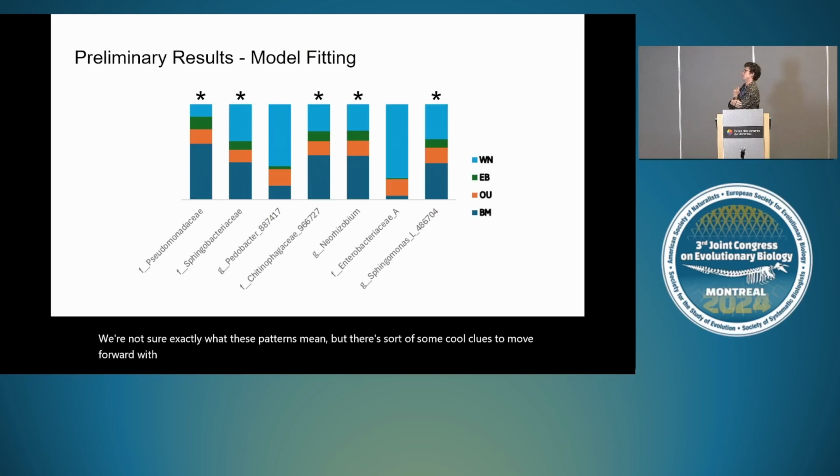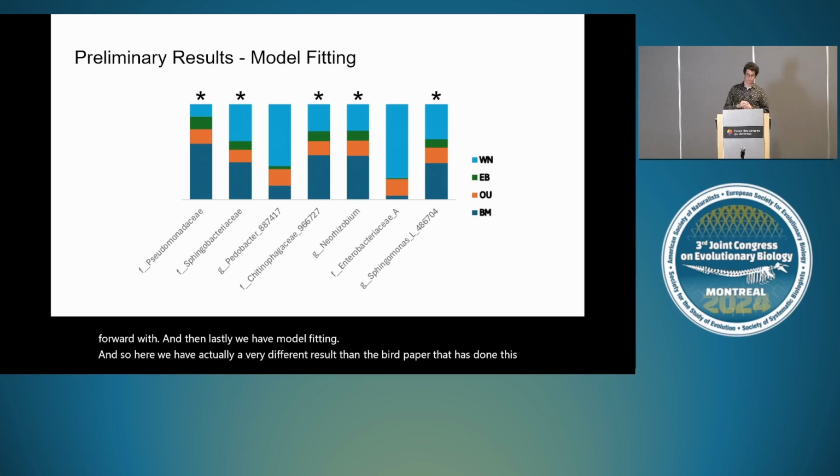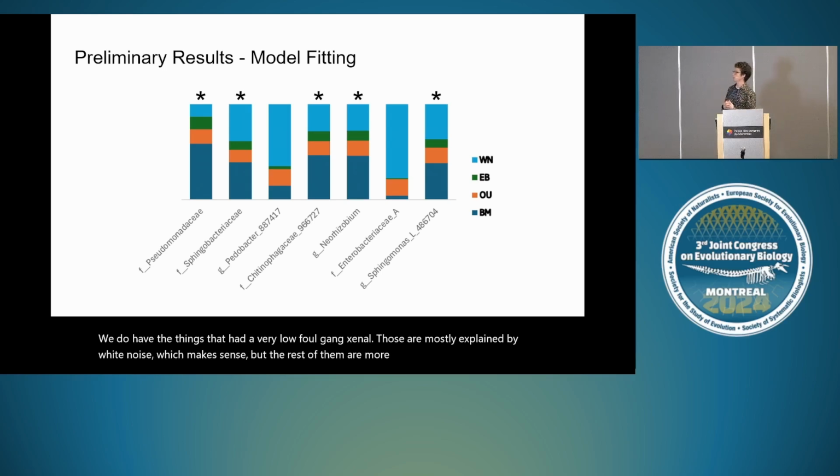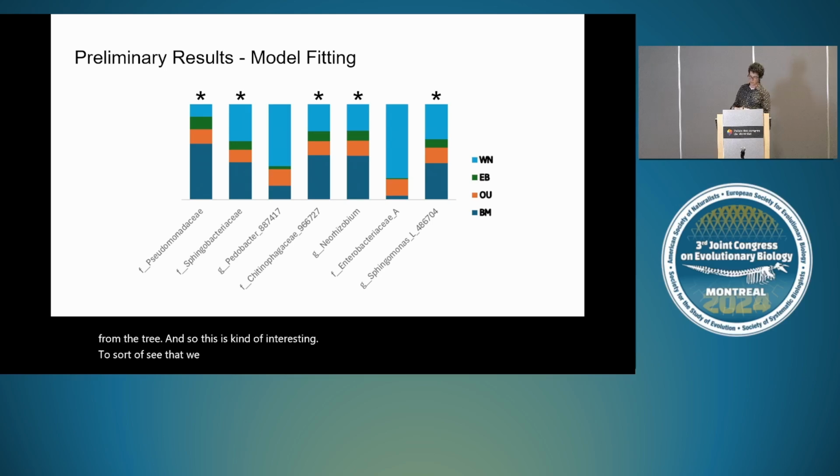And then lastly, we have model fitting. Here we have a very different result than the bird paper that has done this before. The things that had a very low phylogenetic signal are mostly explained by white noise, which makes sense. But the rest of them are more explained by Brownian motion, which is kind of cool, this sort of neutral evolution along the tree, with a little bit more structure from the tree.